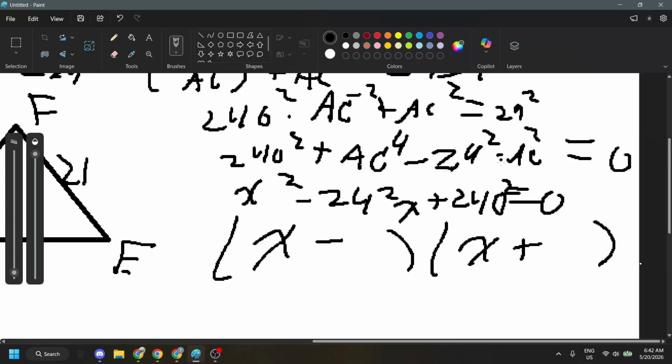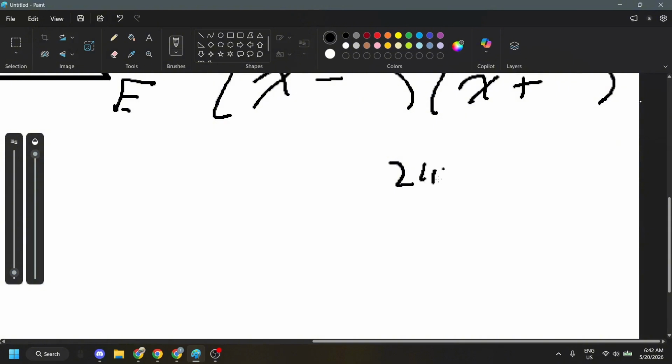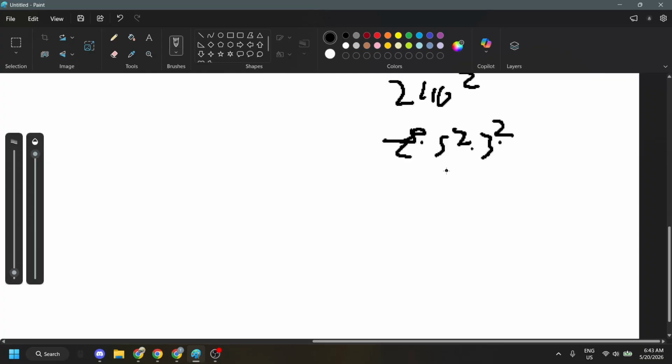Well, the factors of this: 240 squared is going to be 2 squared, 5 squared, and 240 is 3 times 2 to the 4, and all these are squared, so it's going to be 2 to the 8, 3 squared, 5 squared. So 2 to the 5 is 32, 2 to the 6 is 64, 2 to the 7 is 128, 2 to the 8 is 256.